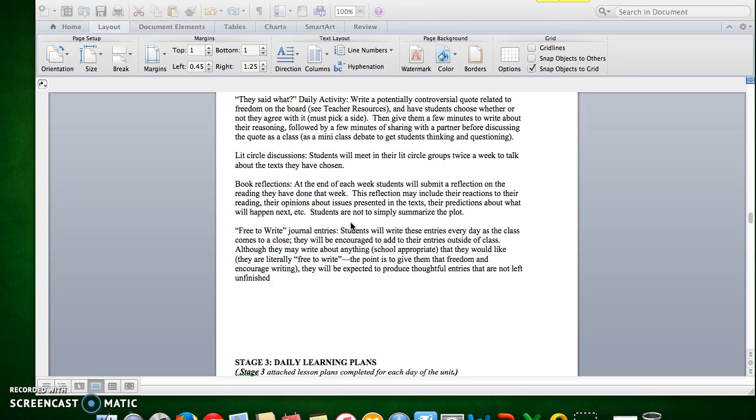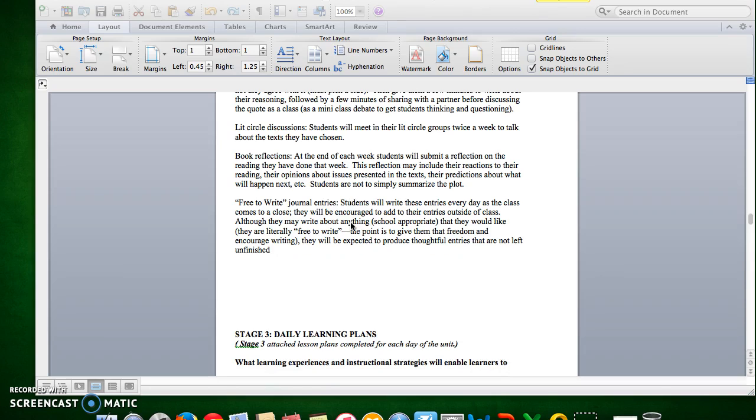And so students will be assigned a list of texts related to freedom, and they'll have to choose one text, and they'll be assigned groups based on the text that they chose. I may choose to switch it up on a weekly basis. Like one week the literacy circle may be everyone who's reading the same text, and then the next week I may switch it up with people who are reading different texts so they can get different viewpoints and perspectives.